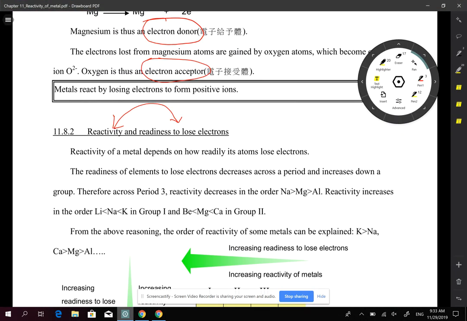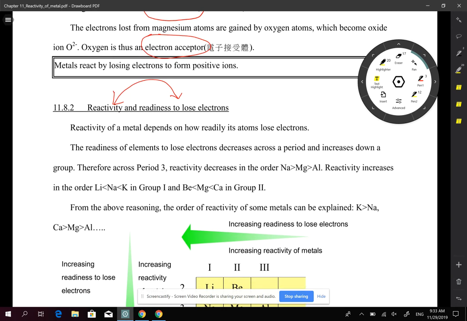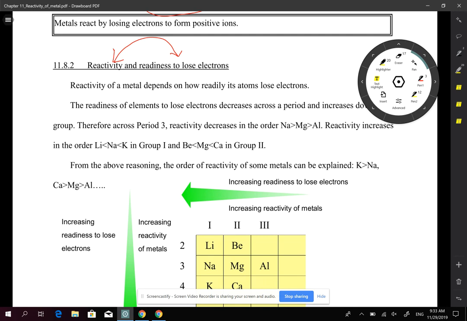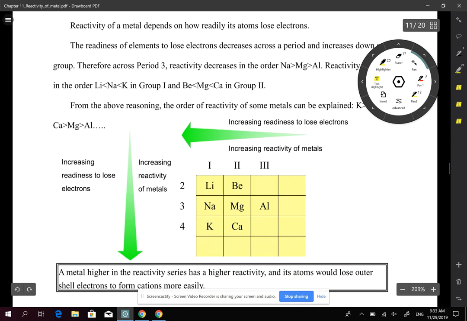Okay, the last part. I do think that you know how to answer if the question is asking you about comparing the reactivities of metals. If a metal has fewer electrons in the outermost shell, it is easier to lose them, so the reactivity will be higher. So group 1 has a higher reactivity compared to group 2, and group 2 has a higher reactivity compared to group 3. And the same applies if the electron is in an electron shell far away from the nucleus.